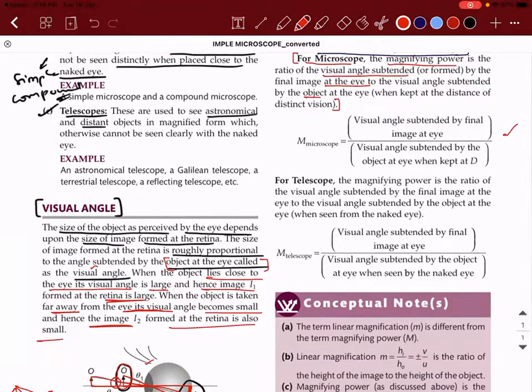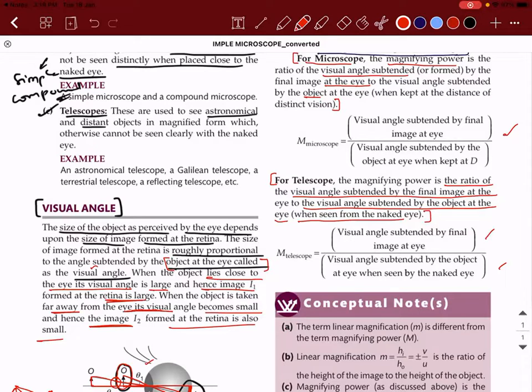Going to the next part, if you take the telescope, then how is the magnifying power defined? It is also defined as the ratio of the visual angle subtended by the final image at the eye to the visual angle subtended by the object at the eye. But in this case, when you see it from the naked eye, you are not going to keep the object at least distance of distinct vision. Here, if you observe, both the definitions are the same mathematically when you write it.